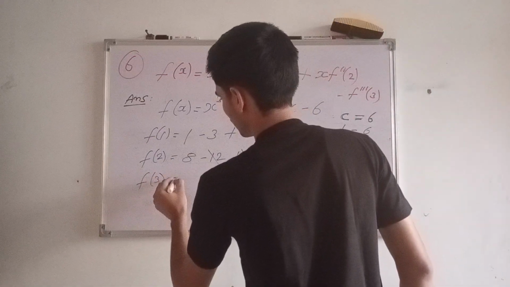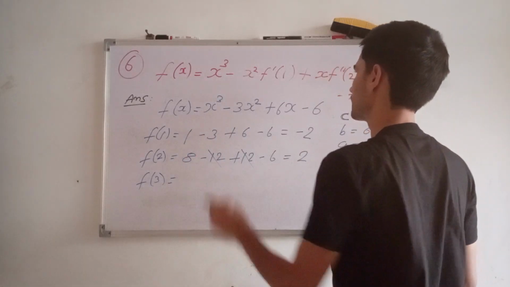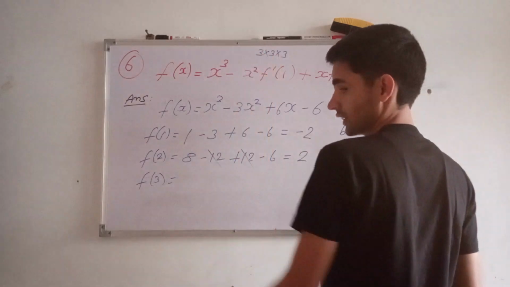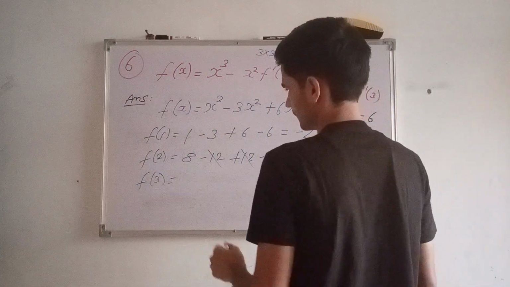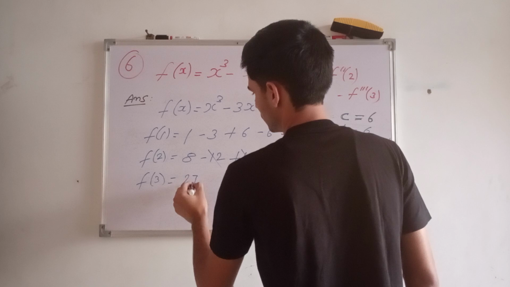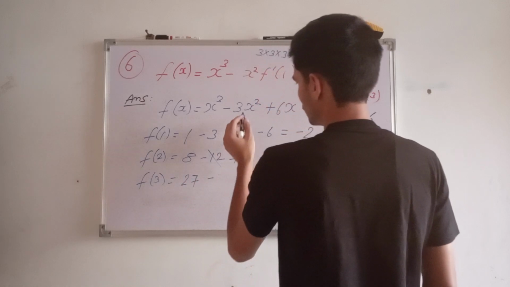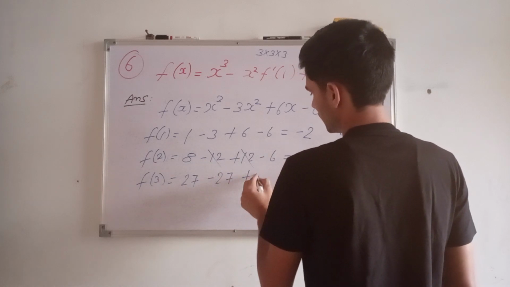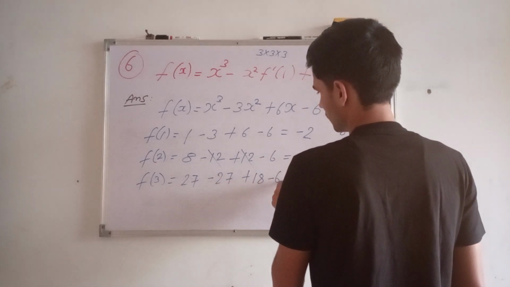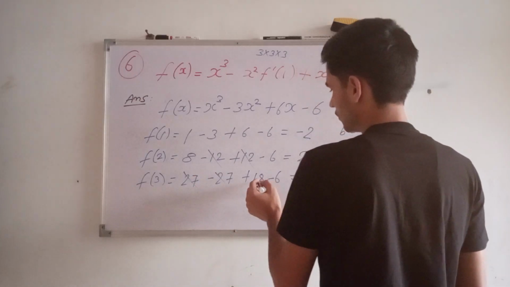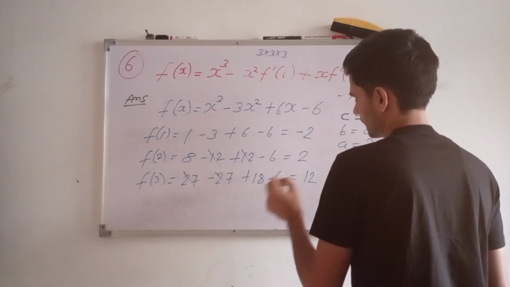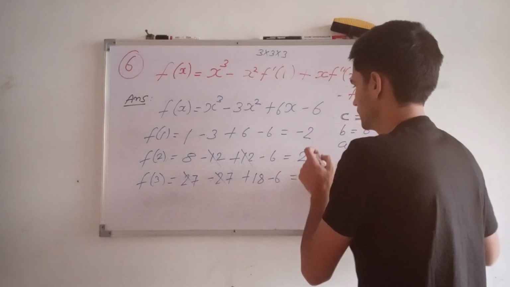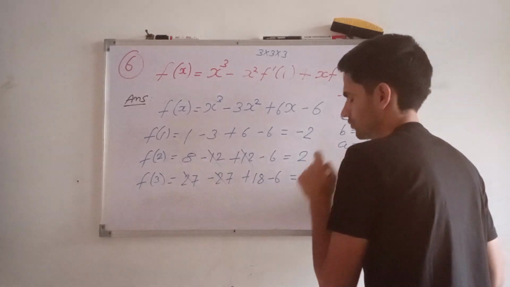F of 3. 3 to the power 3, 3 into 3 into 3. 3 3s are 9, 9 3s are 27. So 27 minus, this is also 3 into 9, that will also be 27, plus 6 into 3 will be 18, minus 6. So 27 will cancel out, 18 minus 6 will be 12. So these three terms we have got: minus 2, 2 and 12.